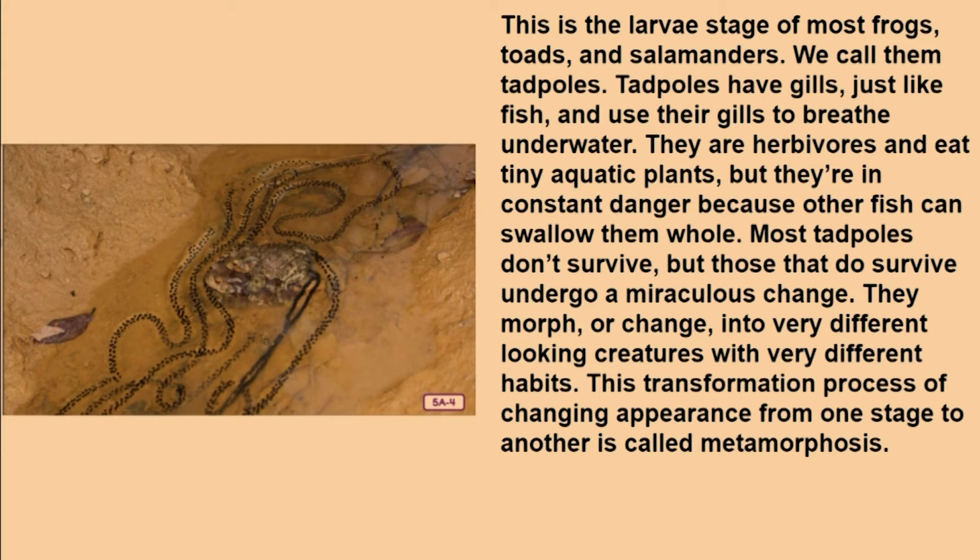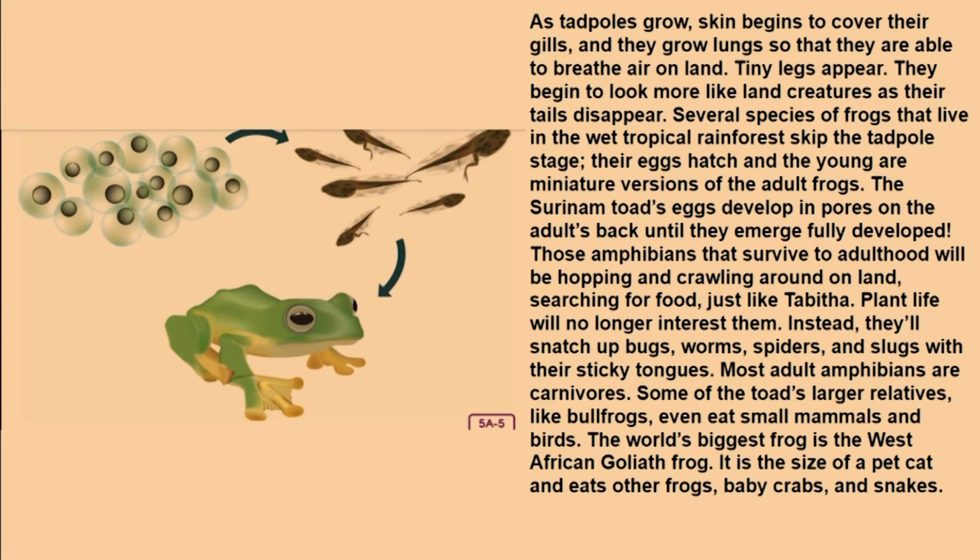Miss Lydia, do you remember another animal that morphs? I remember that caterpillars morph into butterflies or moths. Way to think, that's right. As tadpoles grow, skins begin to cover their gills, and they grow lungs so they are able to breathe air on land. Tiny legs appear. They begin to look more like land creatures as their tails disappear.